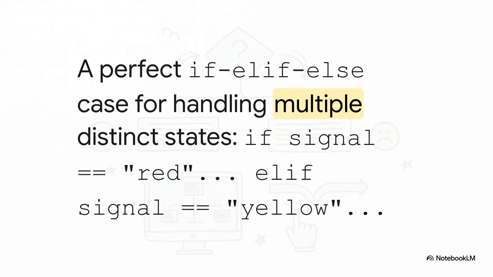It's simple, but it's the foundation of so much online security. A traffic light is the textbook example of an if-elif-else ladder. You've got 3 distinct possibilities: red, yellow, or green. The code checks for red. If not, it checks for yellow. And if it's neither of those, well, it has to be green. It handles these separate states perfectly.